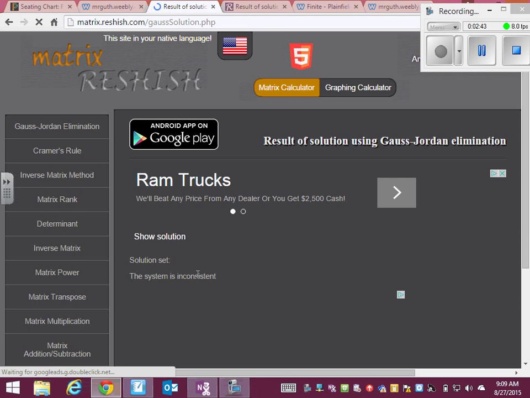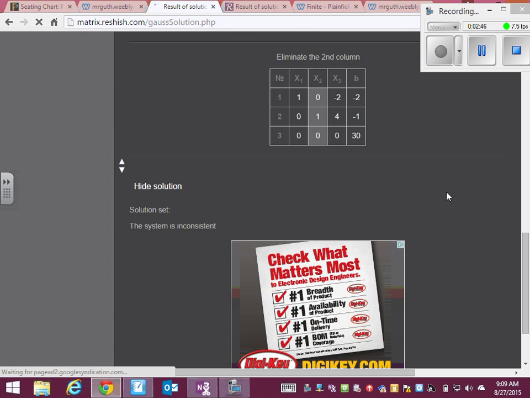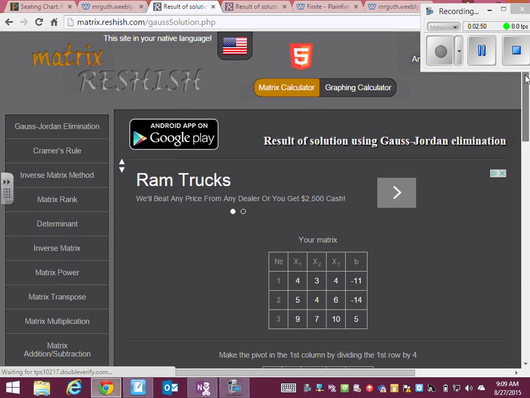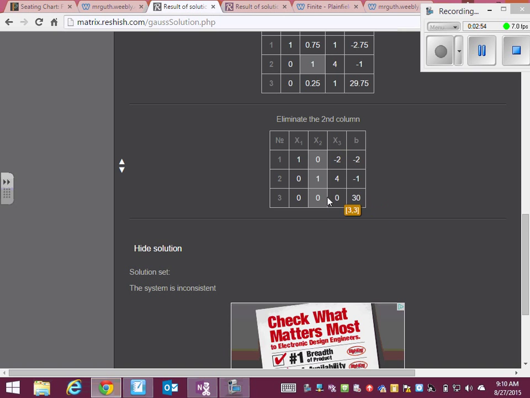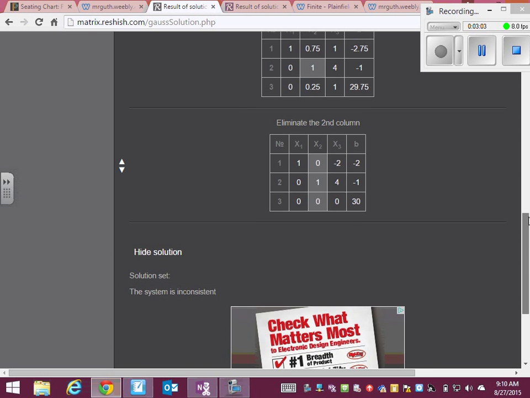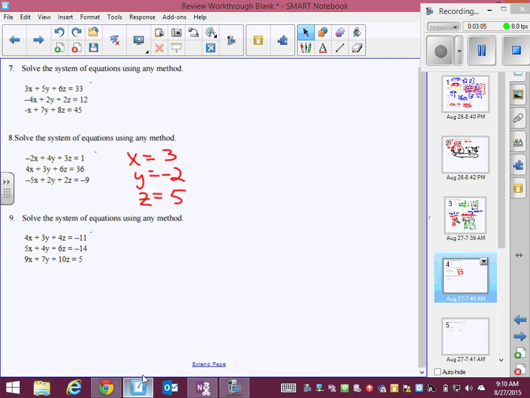This one is inconsistent. If you were doing this by hand, you would be looking at your final matrix, and one of the rows does something weird. This row right here basically means 0 equals 30. 0 equals 30 doesn't make sense. That's mathematically inconsistent. And so what that means is no solution. We know that's going to be no solution.